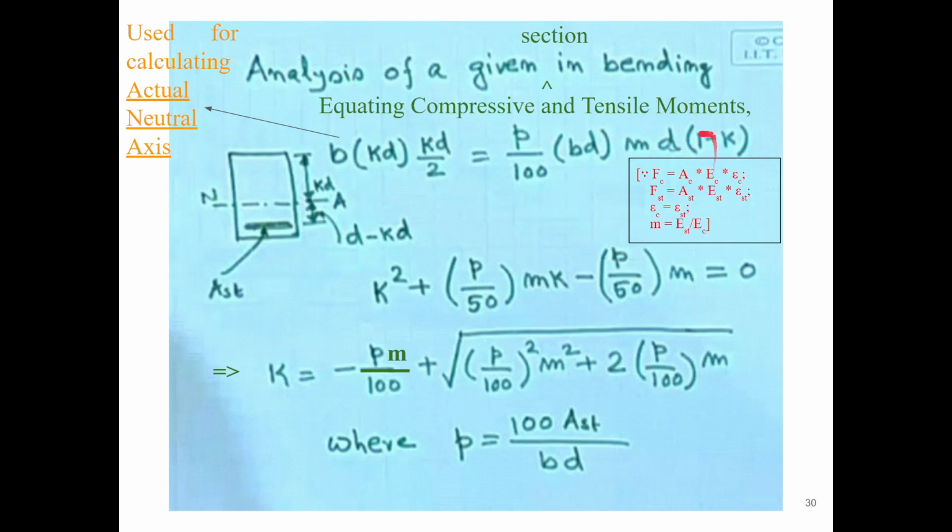The race part is basically the force. So what is force? It is nothing but area into elastic modulus into strain. In this case, this strain is basically vertical.